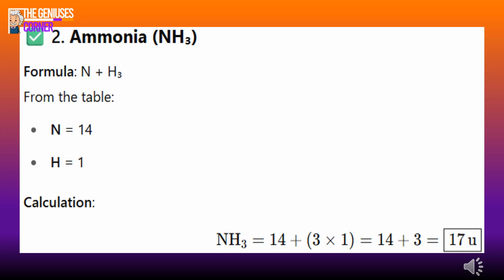We do the same thing even when we have a compound such as ammonia. So ammonia is N plus H3. So there's one nitrogen plus three hydrogens. The molar mass of nitrogen is 14. The molar mass of hydrogen is only 1. So we write down the 14, which is only one nitrogen, plus 1 times 3, which is the molar mass of hydrogen times the 3 hydrogens that we have there. So it's 14 plus 3, which gives us 17 atomic mass units.